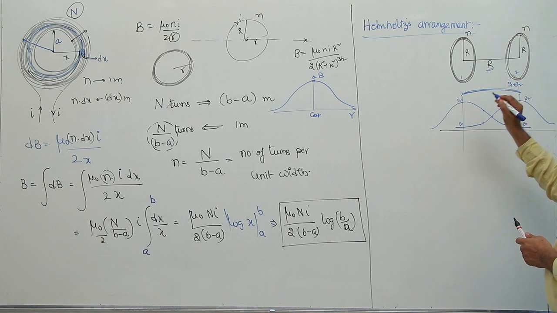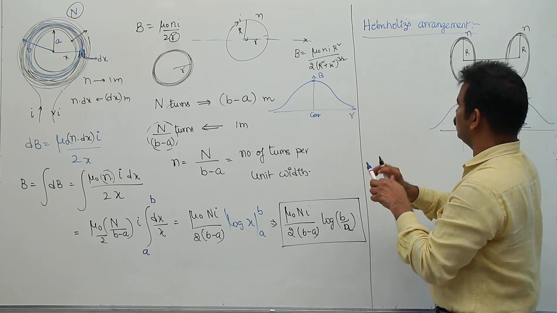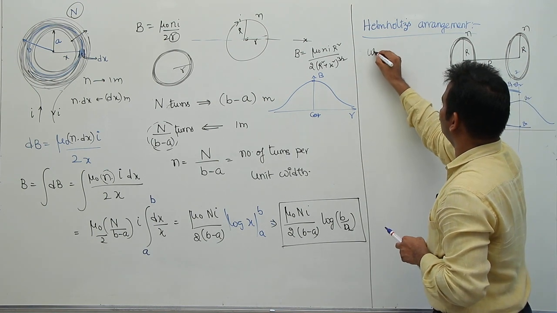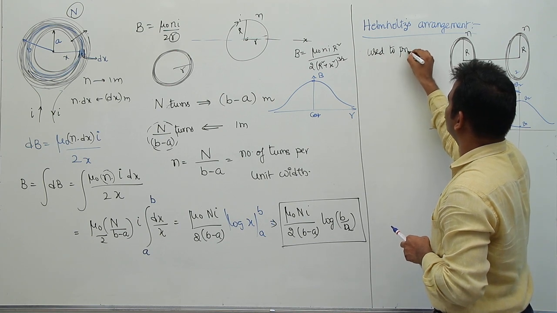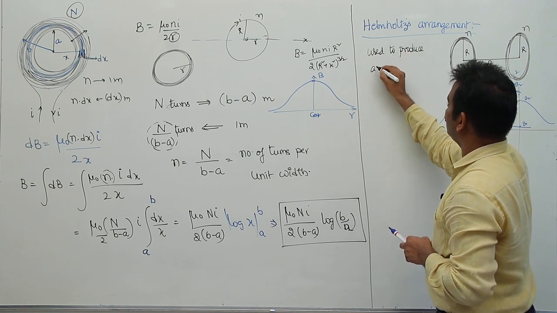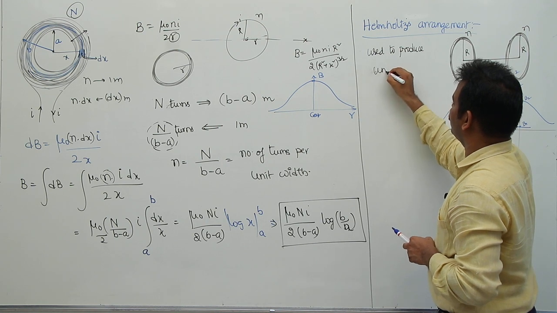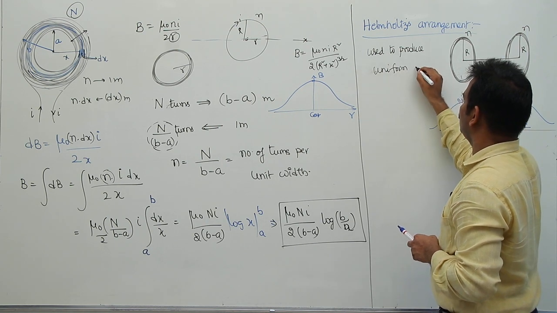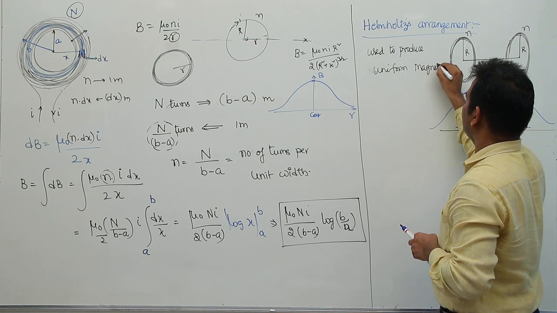Helmholtz coils arrangement is used to produce a uniform magnetic field wherever necessary.